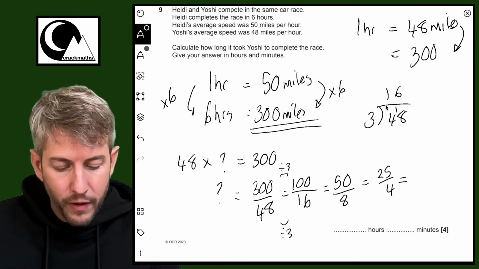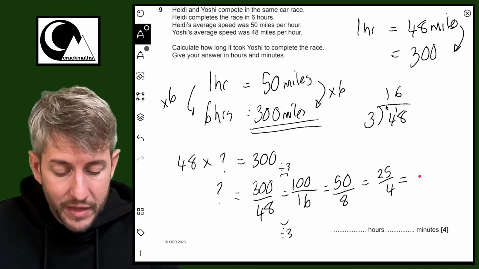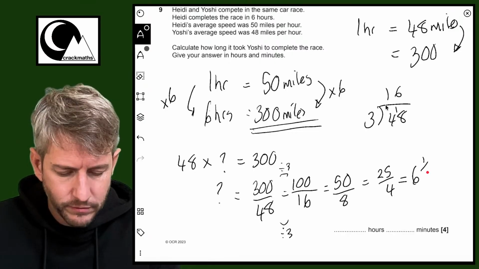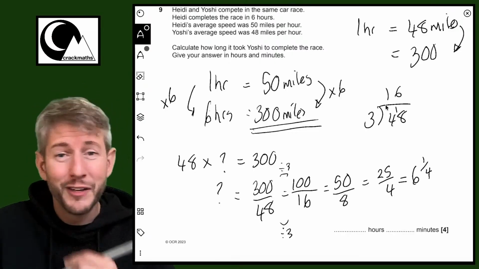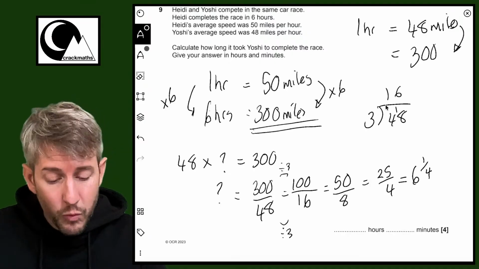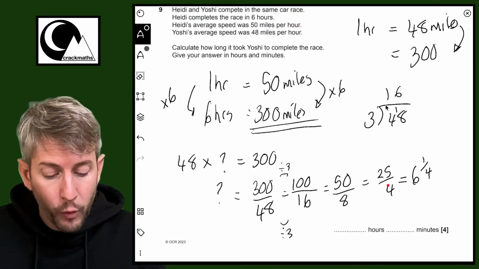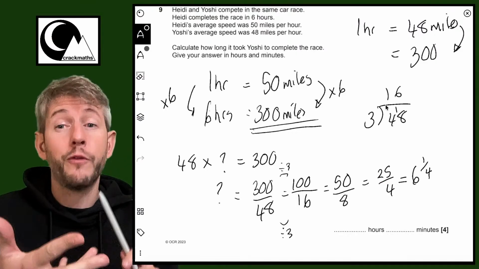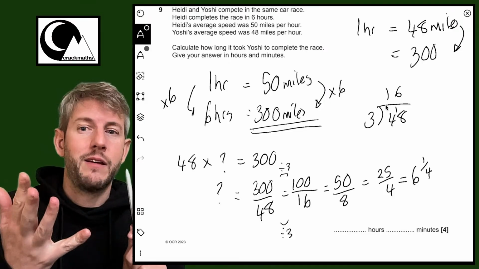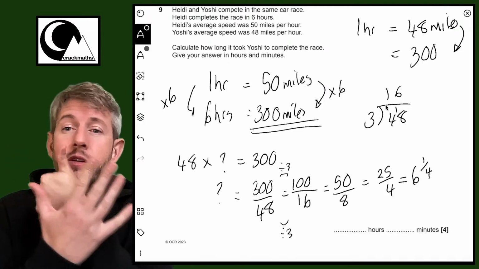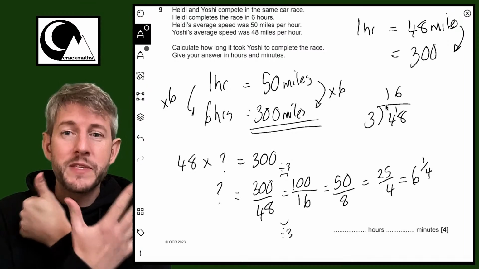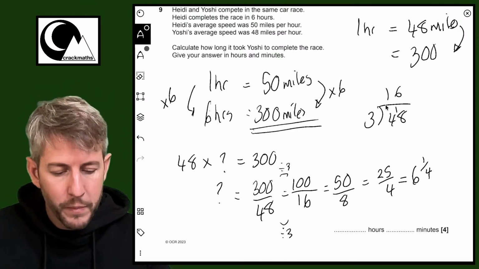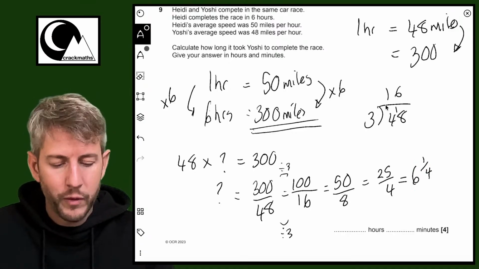So 25 over 4 gives us 6 hours and a quarter. Okay, sorry if that's a bit of a jump. The reason why that is because if we think about 4's into 25, well, 4, 8, 12, 16, 20, 24. So 4 times 6 makes 24, and then we've got 1 left, which is where this quarter comes from. So this is 6¼ hours.